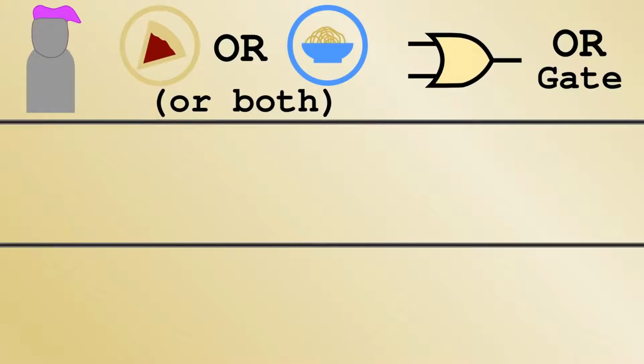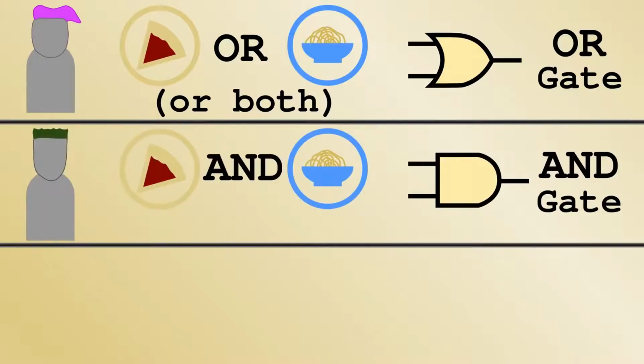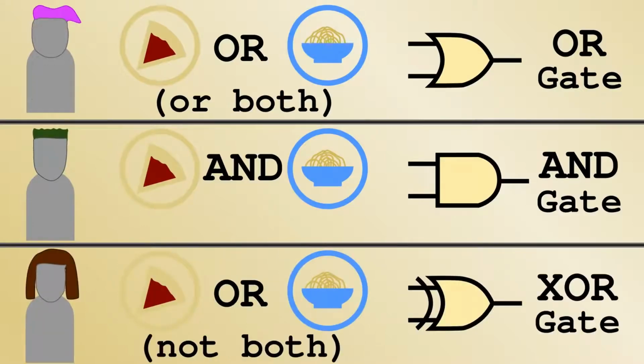This is the symbol. Bob wants choice, so he wants both pizza and noodles on the menu, hence the AND gate. Charlie likes it if the restaurant serves pizza or noodles, but not both. Let's say she thinks that they wouldn't do a good job if they weren't specialized enough. The corresponding gate is called exclusive OR, XOR for short.